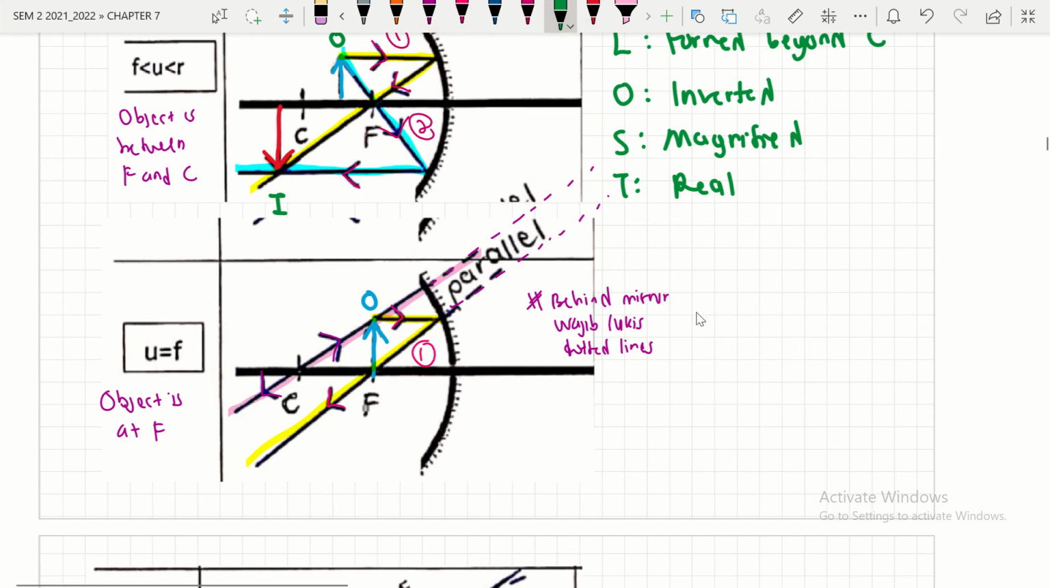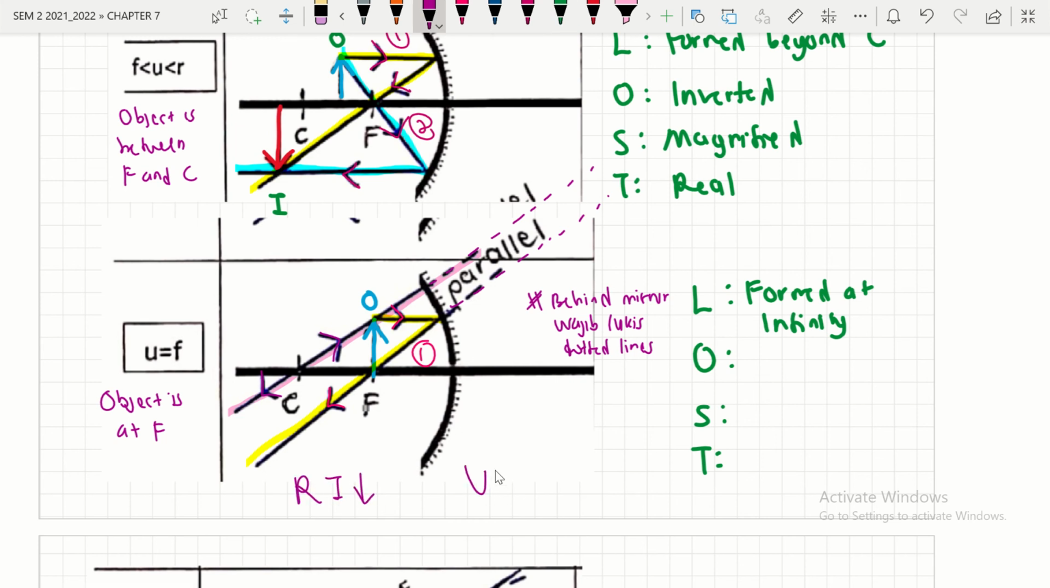So, maksudnya sekarang, tulis loss. Kita nak tahu dia punya characteristic of image atau kita kata nature of image. So, bila kita tak jumpa kat mana intersection dia, sebenarnya objek image itu dia form at infinity. And what about the orientation? So, image itu kalau dia form pun dia akan form belakang mirror. So, belakang mirror image dia apa? Tulis balik review. Orientation dia akan jadi apa? Upright. Very good. So, orientation dia adalah upright.